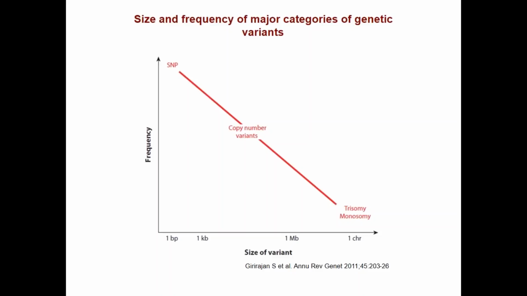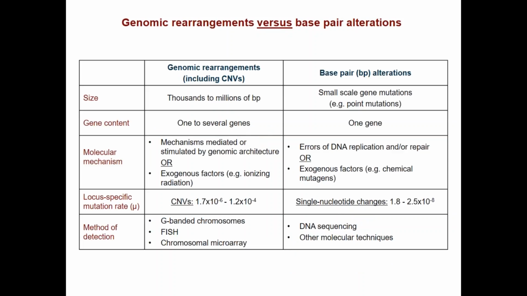Believe it or not, until approximately 10 years ago, there were techniques to see this end, which is karyotyping. There were techniques to see this end, which is SNP genotyping. But we were completely blind to what's in the middle, because the techniques available to see these CNVs didn't exist until the introduction of chromosomal microarrays.